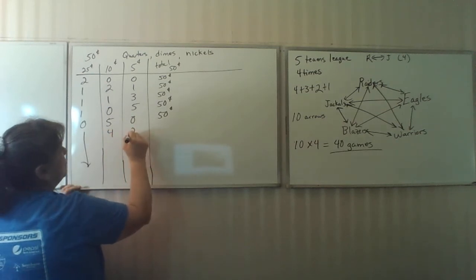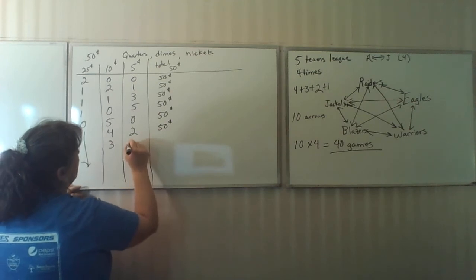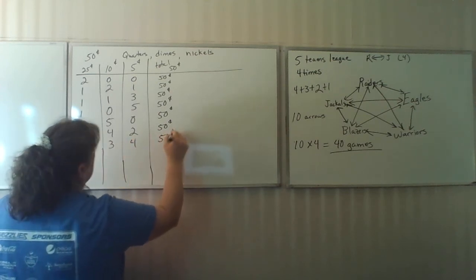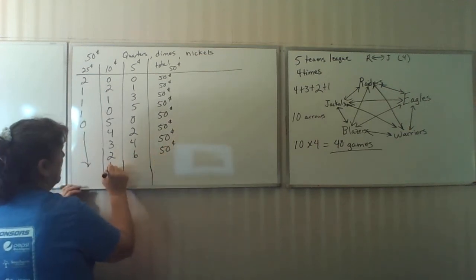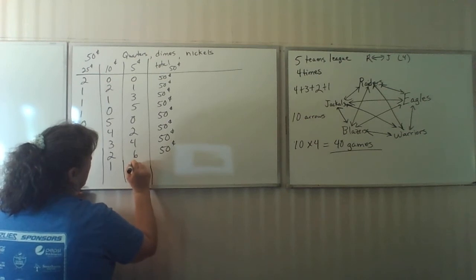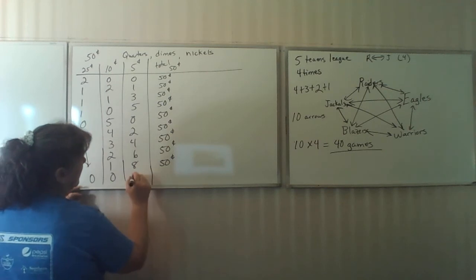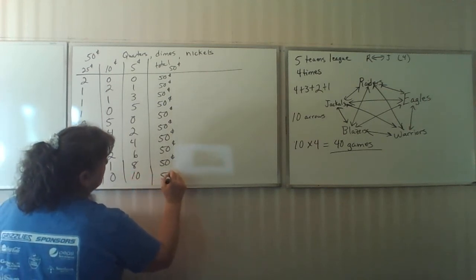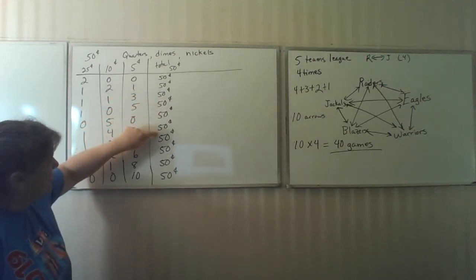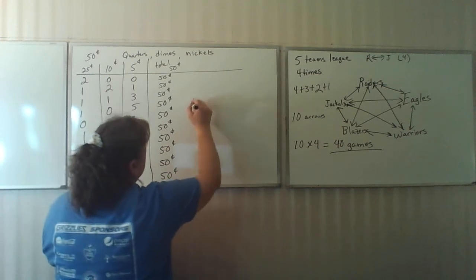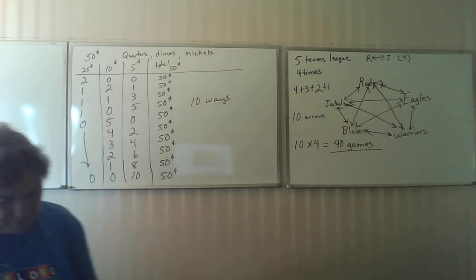4 dimes and 2 nickels is 50 cents. 3 dimes and 4 nickels makes 50 cents. 2 dimes and 6 nickels makes 50 cents. 1 dime and 8 nickels makes 50 cents. 0 dimes and 10 nickels makes 50 cents. So how many different ways can we make 50 cents? 2, 4, 6, 8, 10. 10 different ways you can make 50 cents. That's why I said a chart is easier on this one.